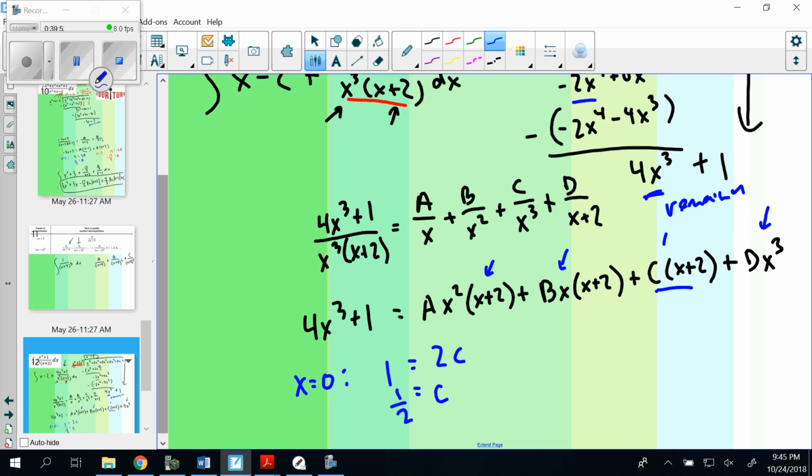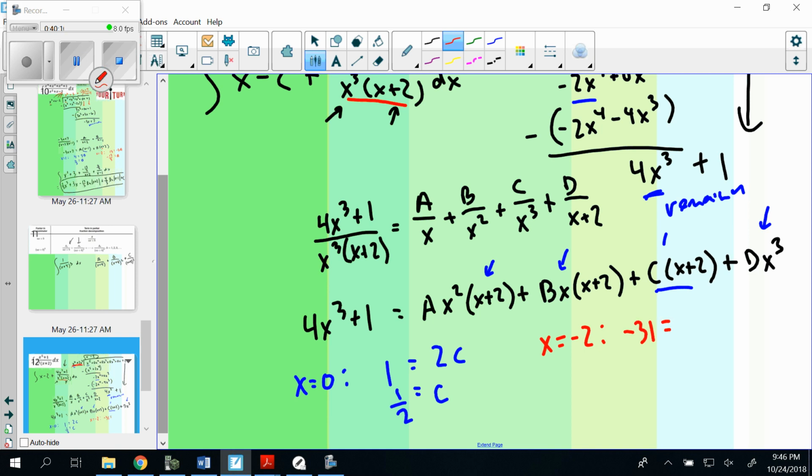Okay, the other number that would eliminate this would be negative 2. So what is this at? Negative 2. So if we were to put negative 2 in, the left side over there, negative 2 to the third power would be negative 8. Times 4 is negative 32. Plus 1 is negative 31.